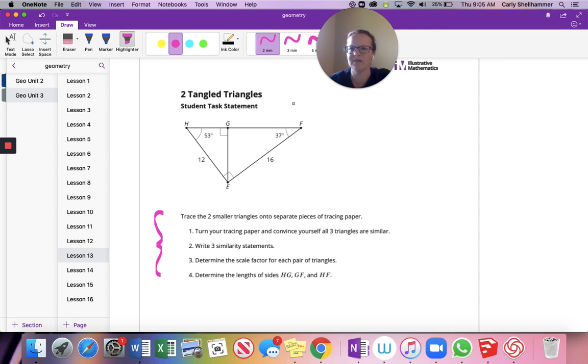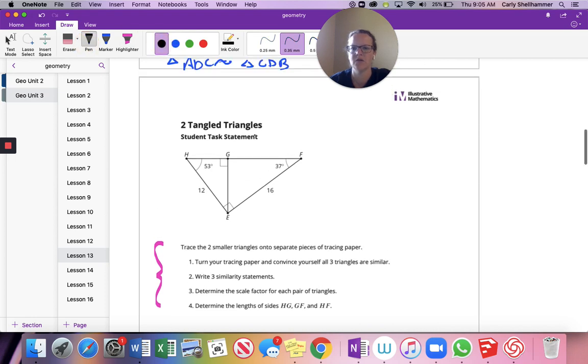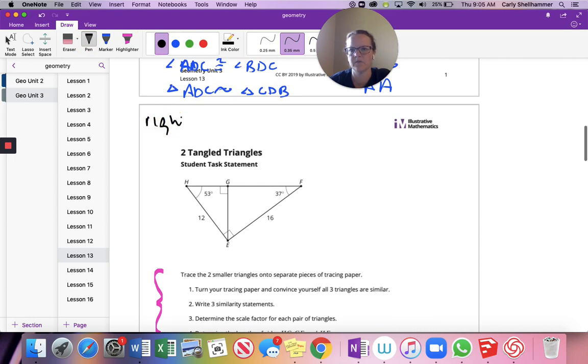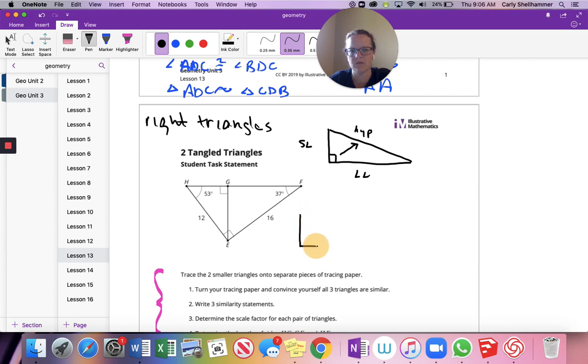When we talk about right triangles, we talk about a short leg, a long leg, and a hypotenuse. The hypotenuse is always across from the right angle. Short leg, long leg, and hypotenuse. Always. That's how a right triangle works. The hypotenuse is always across from the right angle. So let me redraw these next to each other.